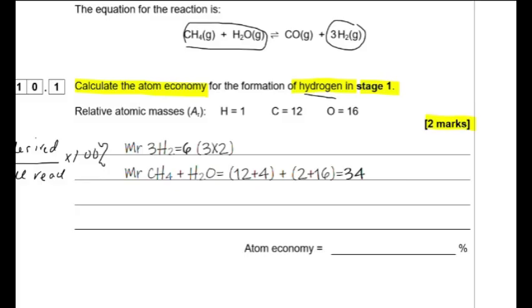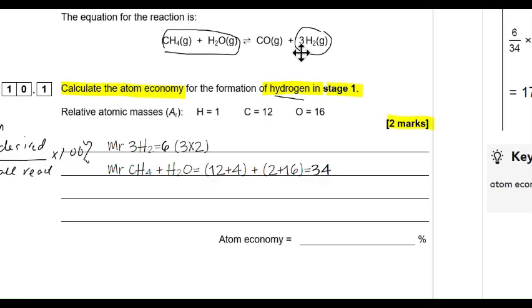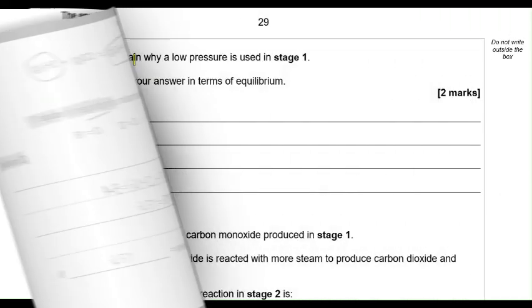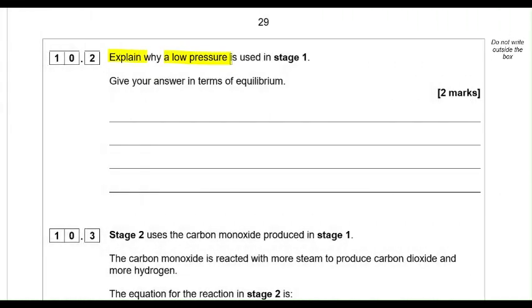And the Mr of methane plus water is 12 plus 4, carbon is 12, hydrogen is 1, plus the water, which is 2 plus 16. Add all that together and you get 34 for the Mr of the reactants. So now we're just going to divide 6 by 34, multiply that by 100, and we get 17.6%. 1 mark for working out the Mrs, 1 mark for the sum, 2 marks. Over the page, 10.2. Explain why a low pressure is used in stage 1 and give your answer in terms of equilibrium, and this is for 2 marks.